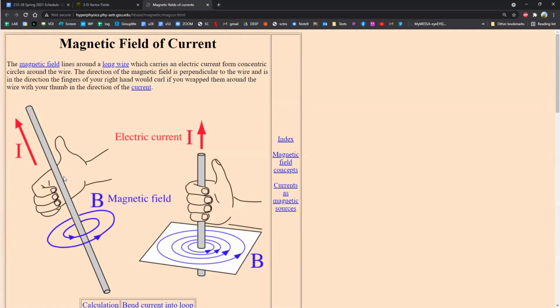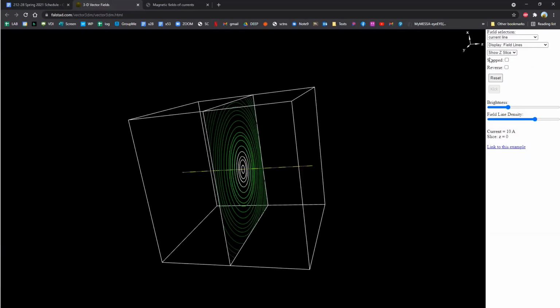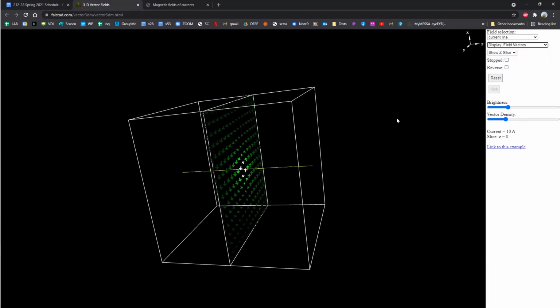My thumb points in the direction of the charge flow. In this case, it's current, and your fingers indicate the circle. So what you see here is actually a 2-dimensional plane showing what's happening with the magnetic field lines, both in terms of their shape and direction. Whereas if I went back to this visual here, this is showing that same 2-dimensional plane. What if, instead of displaying field lines, I display field vectors?